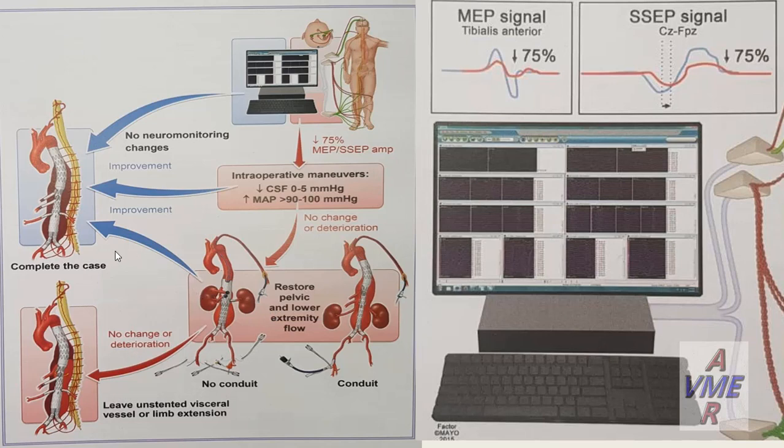If not improved, you have to leave one stent to be missed. Later on, after 2 to 4 weeks, you can complete the steps and insert a covered stent to cover all visceral branches.